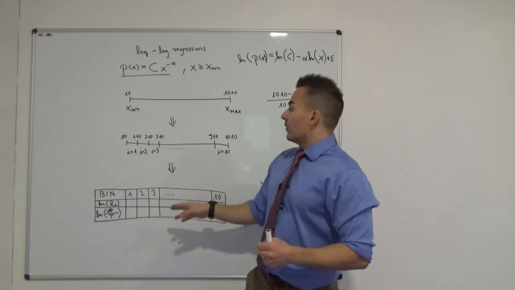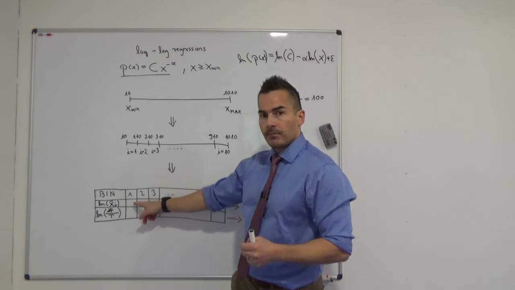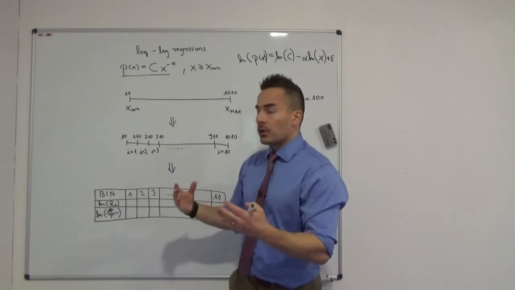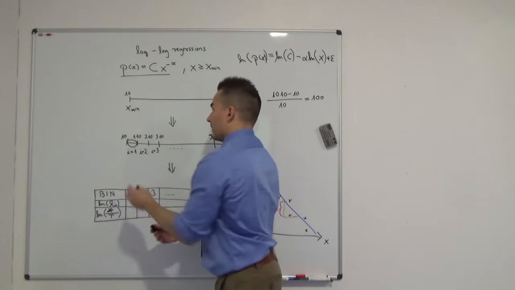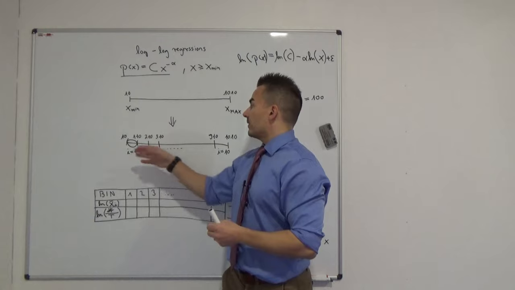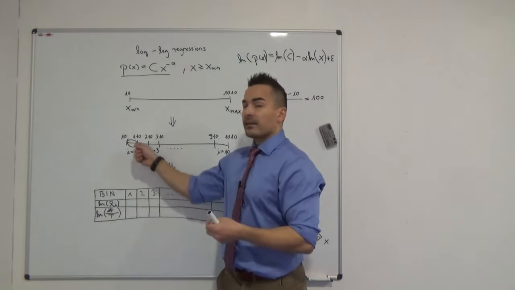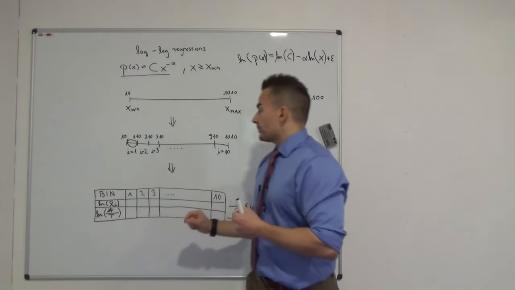First of all, we take the average of the realizations that are here in the first bin. So we sum up the observations and divide them by the number of observations in that bin. And we take the logarithm.